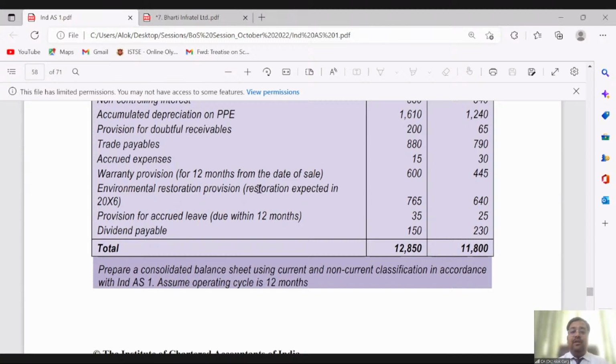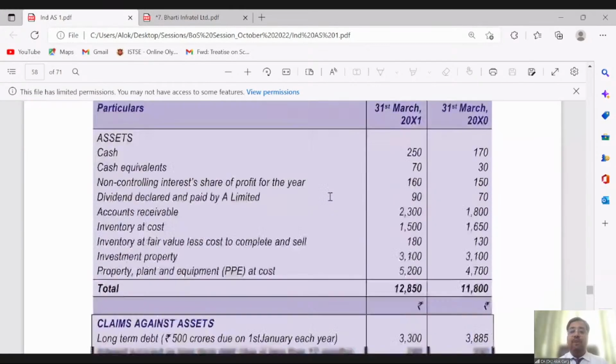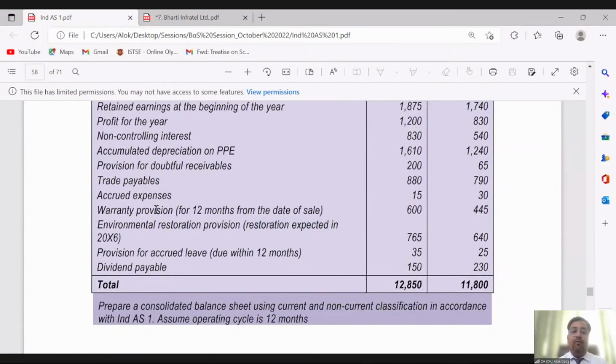Environmental restoration provision. Restoration expected in 2006. This balance sheet is prepared for 2001. It is a long-term provision. Warranty provision for 12 months from the date of sale. The sale has happened during the year. Warranty is within 12 months. So it is a short-term provision. Warranty is a short-term provision. Restoration is a long-term provision.